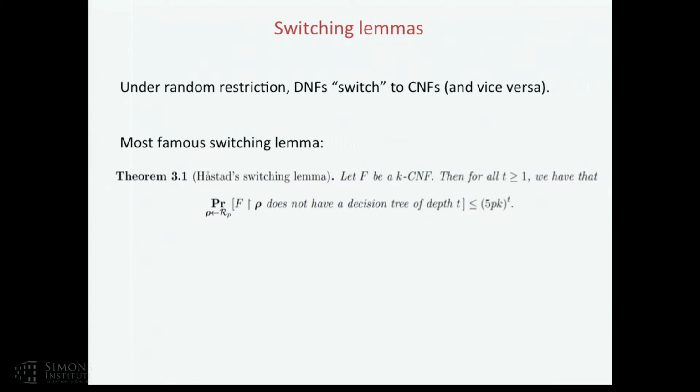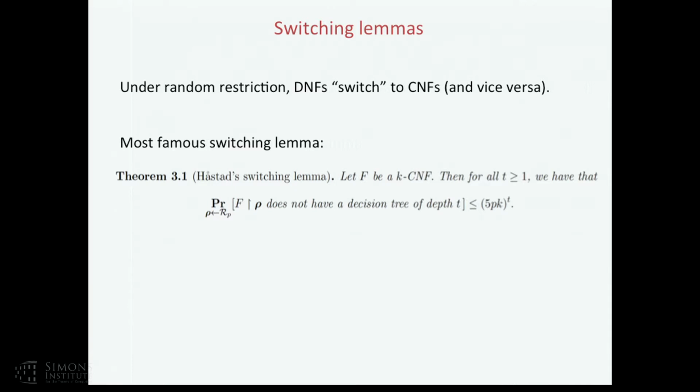What do switching lemmas say? They're just statements which basically say that DNFs switch to CNFs when you hit them with a random restriction or vice versa. In fact, switching lemmas tell you a little bit more. Sort of the most famous switching lemma is Håstad's switching lemma from the mid-'80s, which says if you have a k-CNF and you want to analyze what happens when you hit it with a random restriction, in fact, it collapses to a shallow decision tree of some depth, with an exponentially decreasing probability. Okay? And this decision tree, of course, you can think of as either a DNF or a CNF. So it gives you the statement about switching from DNFs to CNFs and vice versa.